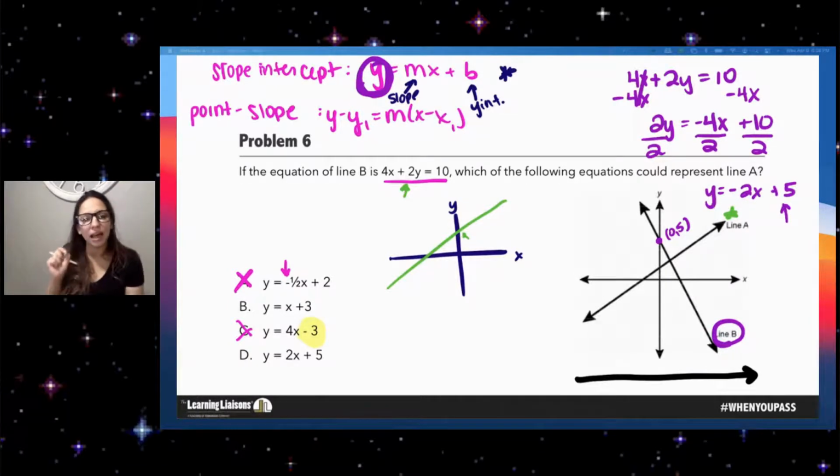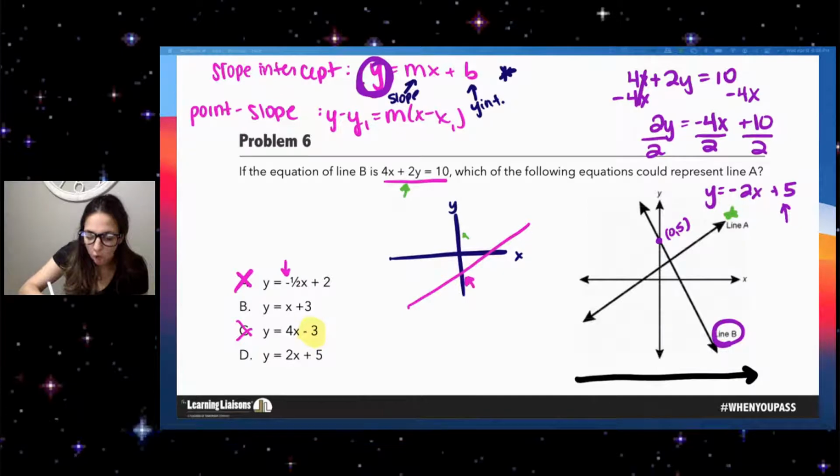For a line to have a negative y-intercept, it would have to cross the y-axis below the origin. The origin is right here, and line A crosses the y-axis right here. So it has to have a positive y-intercept.